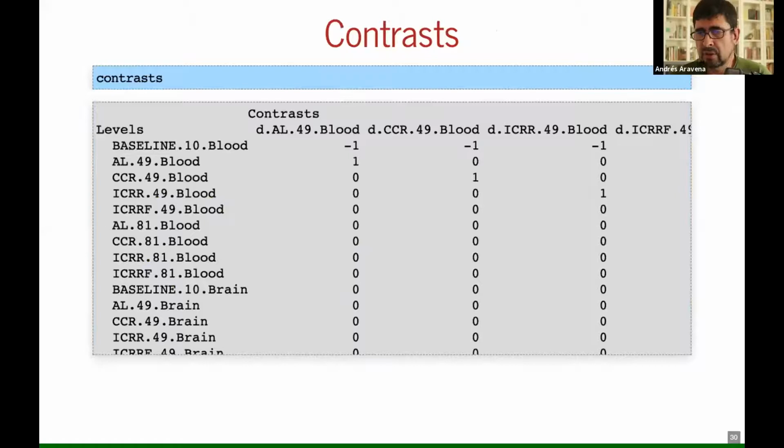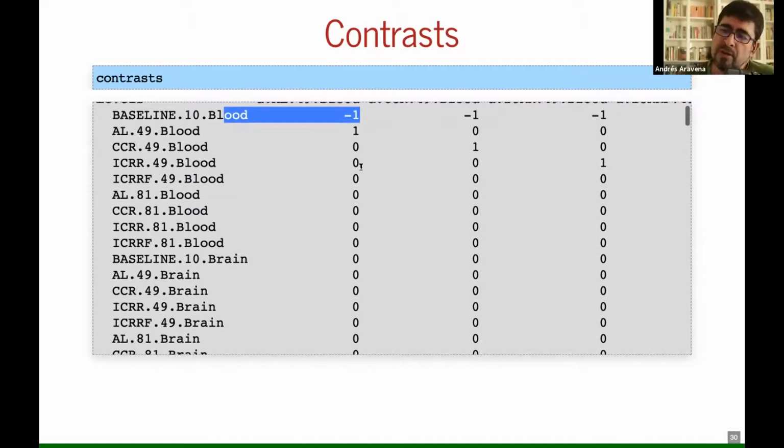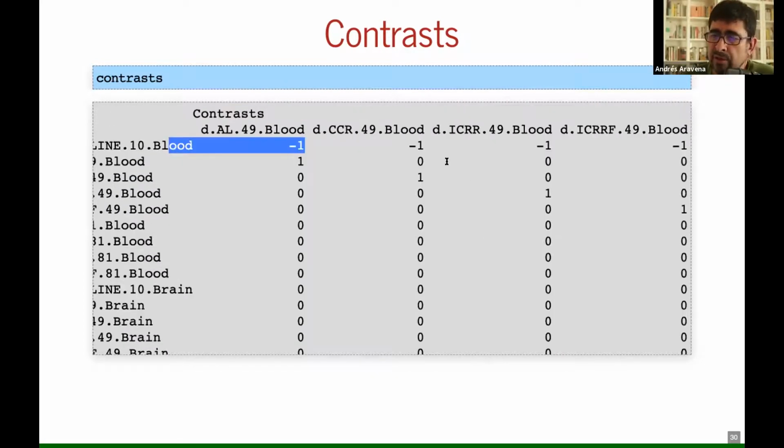So this is a contrast that happened at the end, and you see the delta ad libitum 49 is 1 of ad libitum 49 and -1 of baseline blood. Okay, al 49 blood versus base 49. So eventually you realize that you can do it manually. These are all -1 in here.